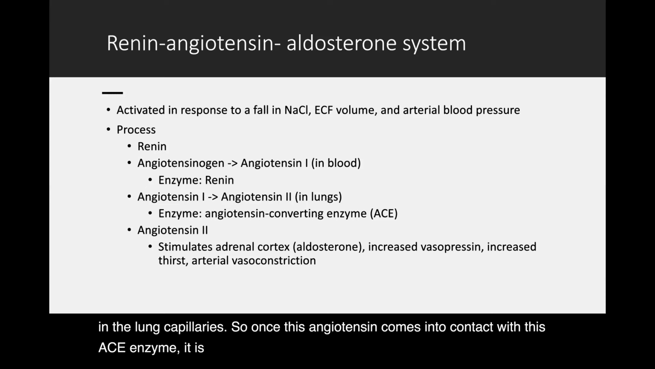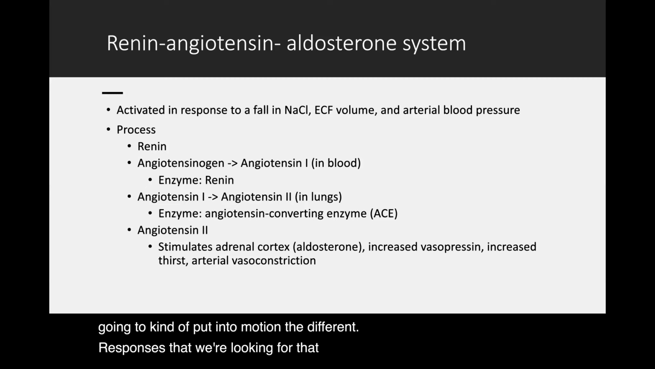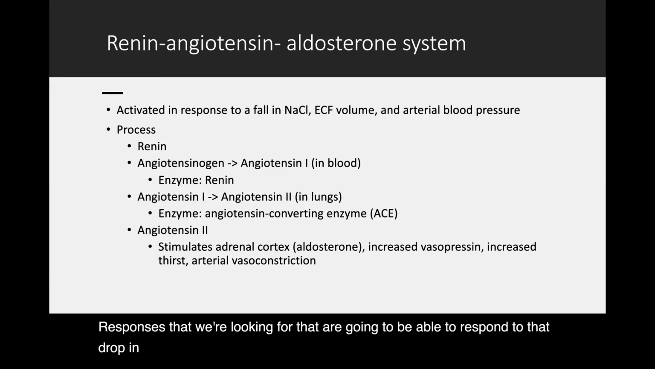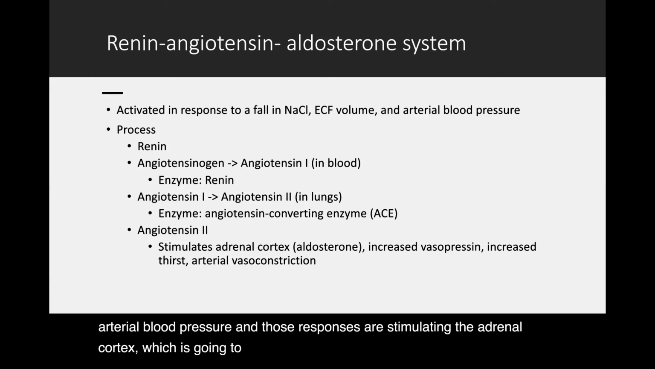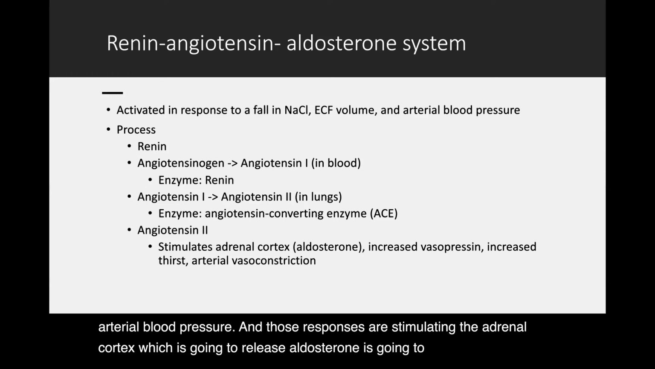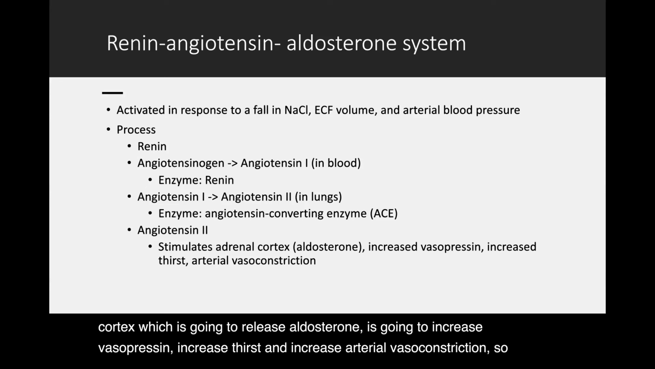Angiotensin 2 is then what's going to put into motion the different responses that we're looking for that are going to be able to respond to that drop in sodium chloride, the drop in the ECF volume, and the drop in the arterial blood pressure. And those responses are stimulating the adrenal cortex, which is going to release aldosterone. It's going to increase vasopressin, increase thirst, and increase arterial vasoconstriction. So what does that mean?